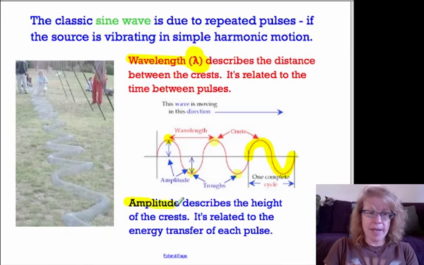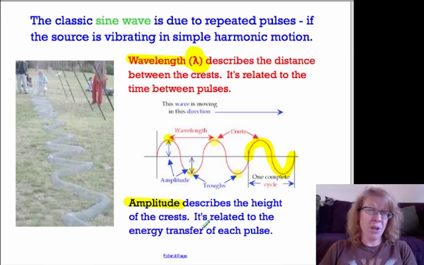Second thing we can talk about is amplitude. Amplitude is the size of the crest. You can think about it when you're swimming out in the ocean. There's a certain distance between the waves, but probably more important to you is the size of the wave.